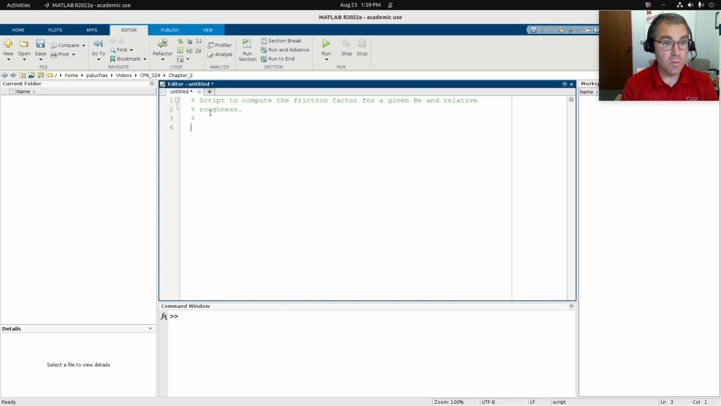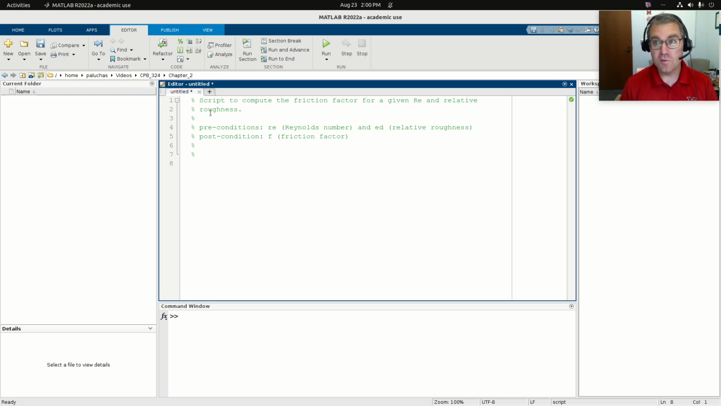Okay, all right, and so we're going to have preconditions, and our preconditions are going to be, I'm going to use a lowercase re, my Reynolds number, and I'll call it ED, which is going to be my relative roughness. Relative roughness is nice because then it's dimensionless. I'm going to have a postcondition, and my postcondition will be F, which will be my friction factor, which is also dimensionless.